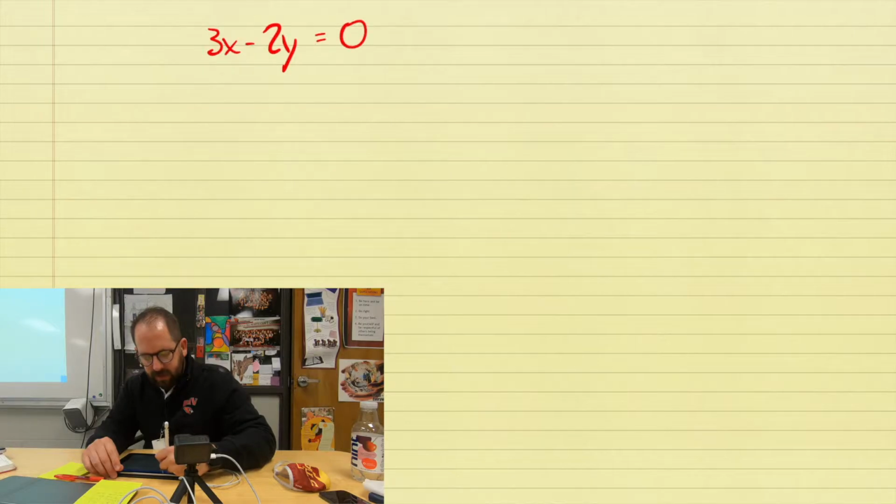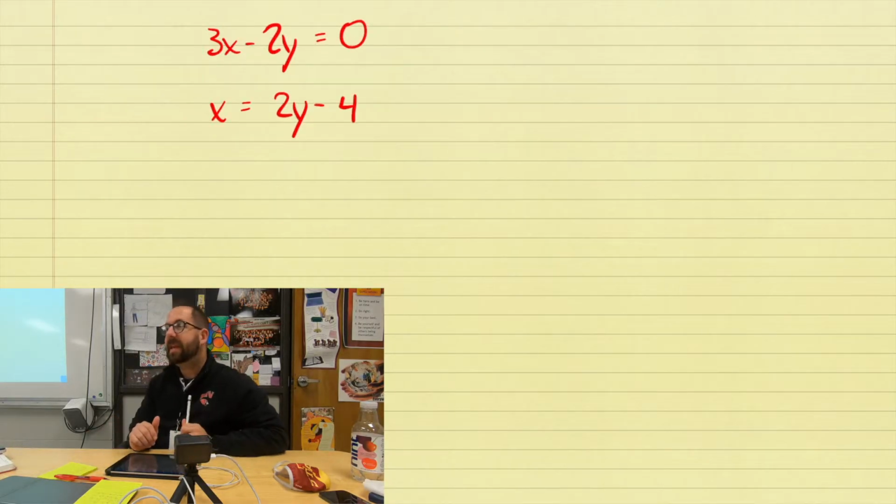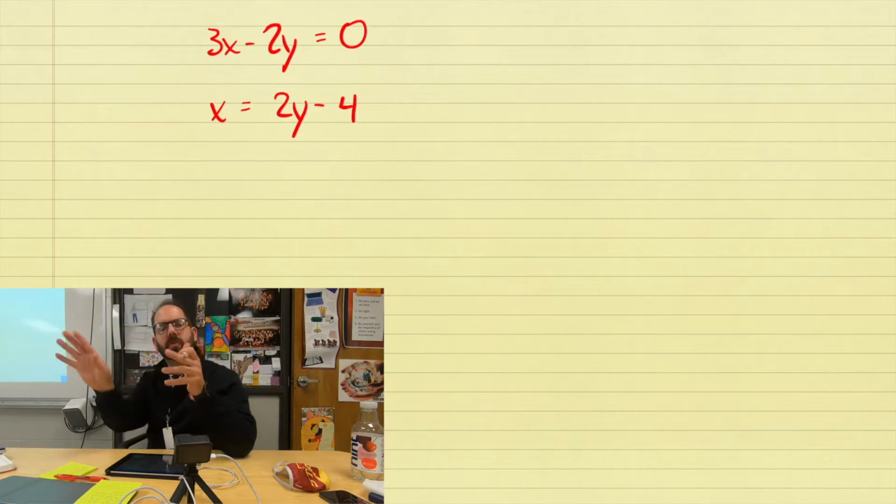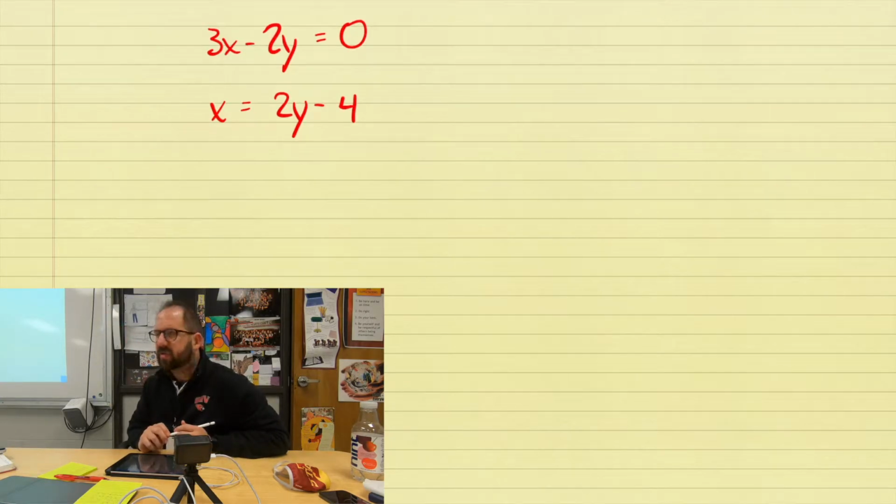So first example of the day: 3x minus 2y is equal to 0, and x is equal to 2y minus 4. So these are my two equations. Definitely not in the right form from yesterday. The top one is, but not the second one. So the elimination process, we don't want to do that. We want to do this new substitution method. So this is kind of our goal today, is to learn this.